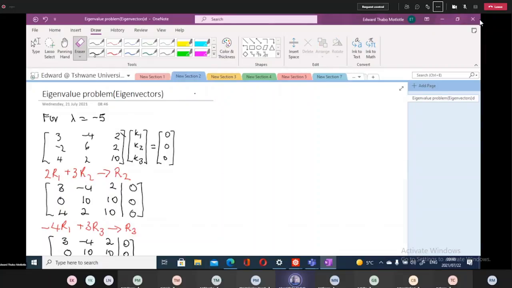Immediately after that, now I'm going to use, because this is a 3 by 3 matrix, it's not direct like the 2 by 2 matrix. So you can see the only way I can solve this problem is to use what we call Gaussian elimination. So I'm using Gaussian elimination to determine the eigenvectors.